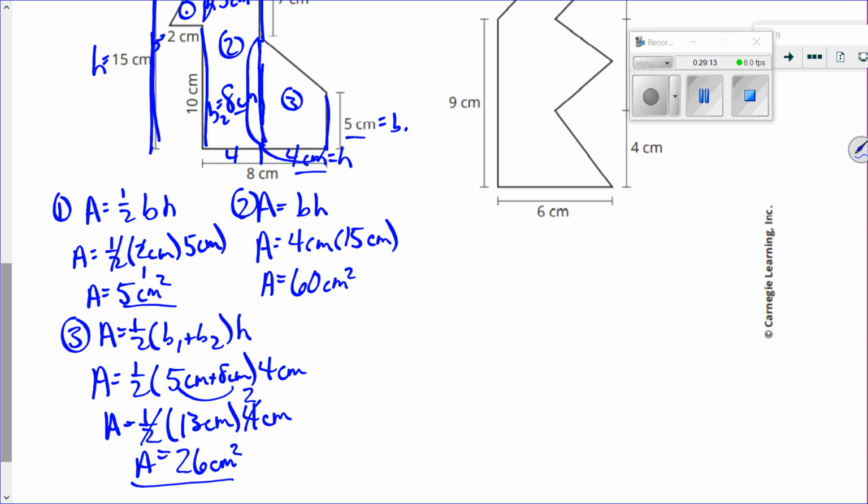Now that I have found all 3 of those areas, I just put them together to build my whole shape. So I have 5 plus 60 plus 26 gives me 91. So my total area is 91 square centimeters.